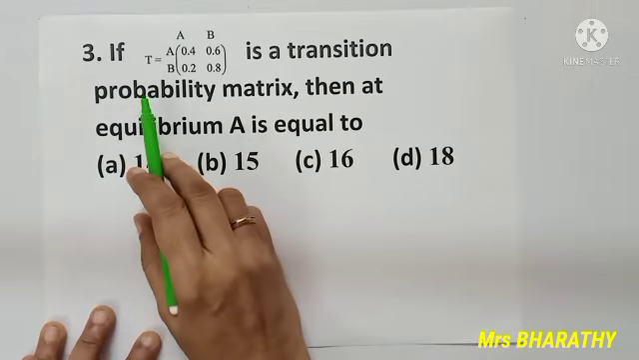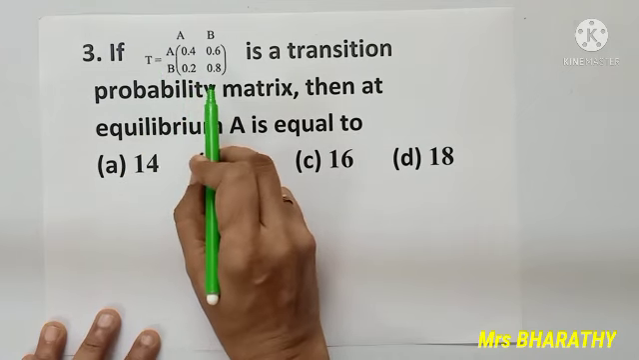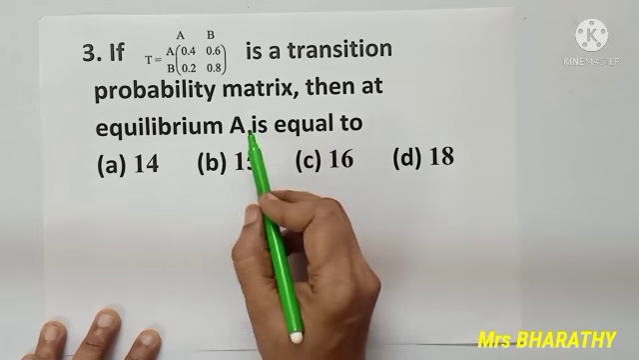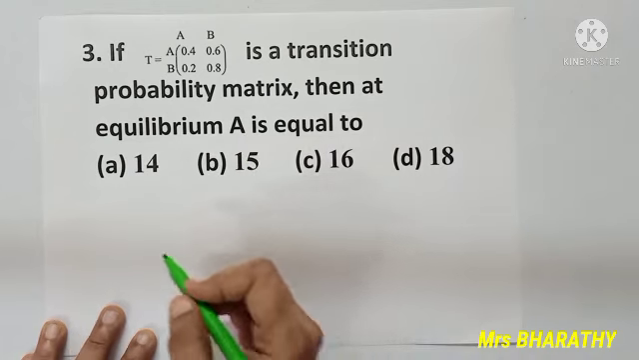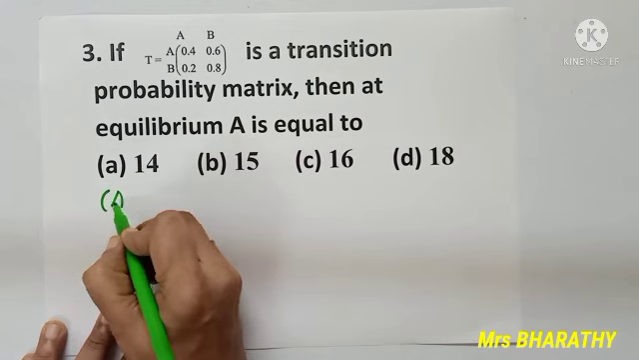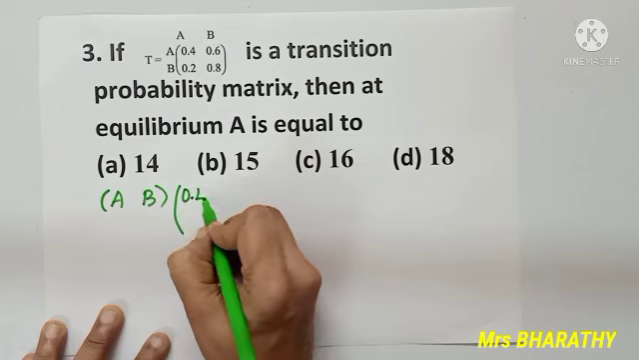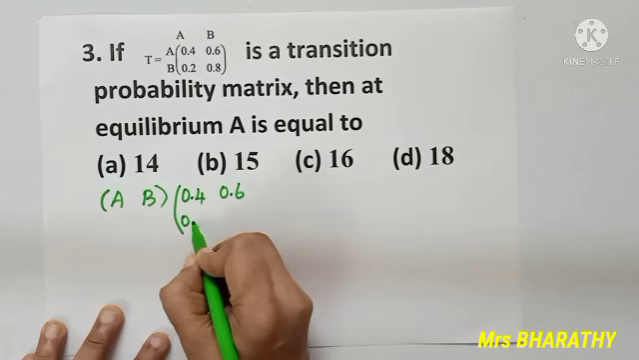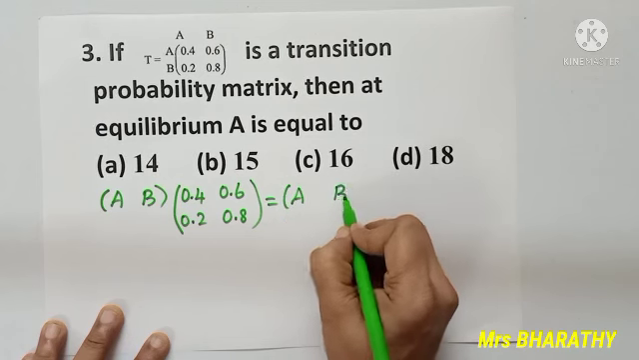Question number 3. Transition probability matrix is given. At equilibrium, we want to find what is A. What do you mean by equilibrium? We will say [A, B], I start. I multiply the transition probability matrix. My answer is again [A, B].